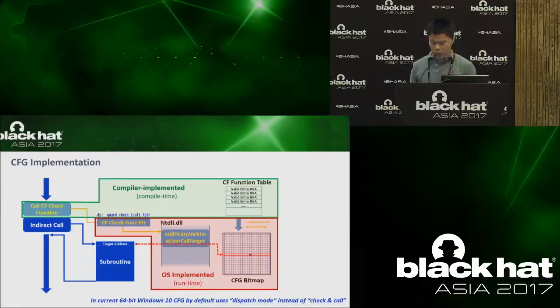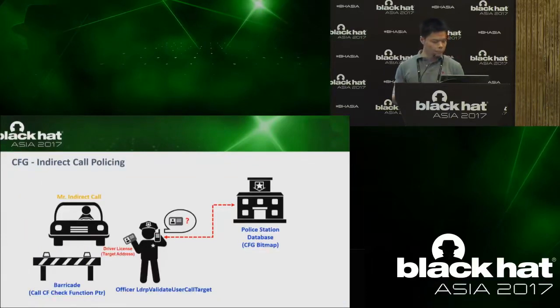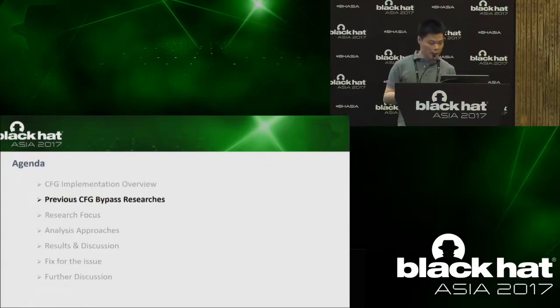If the target address of the indirect call is valid in the CFG bitmap, it will continue the indirect call. So CFG basically plays the role of a road officer who checks Mr. Indirect Call's target address against its database, which is basically the CFG bitmap. If the target address is valid, the road officer raises the barricade to let Mr. Indirect Call keep on going. So that's a quick review of the CFG implementation.